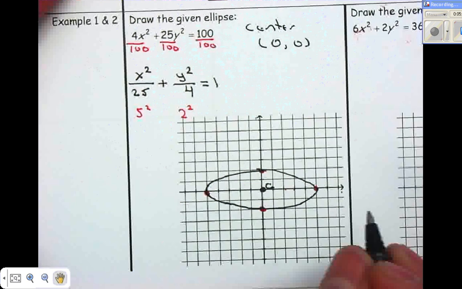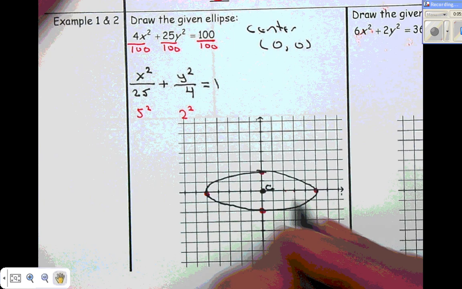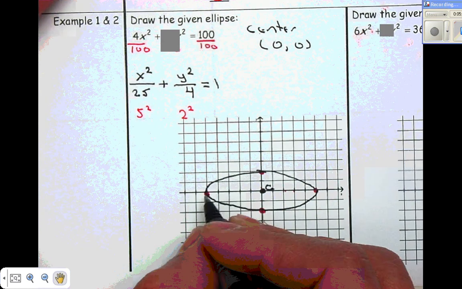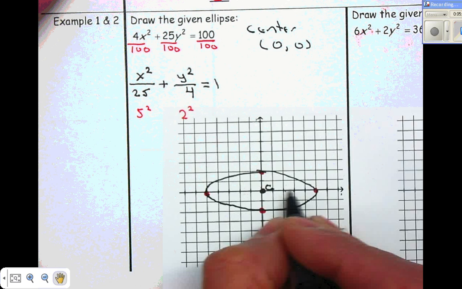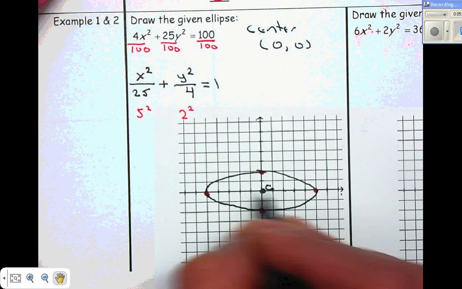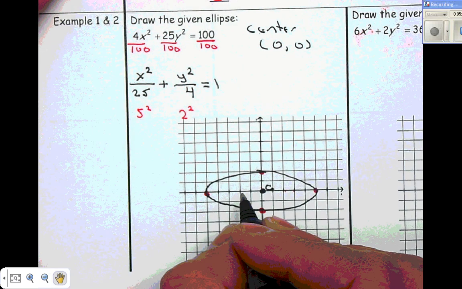Now, the only thing that we have left is to find the focus. Remember that the longest side is the vertex. The shorter side is the co-vertex.